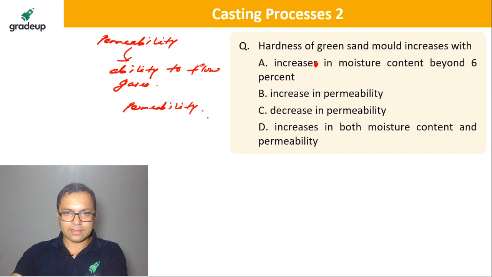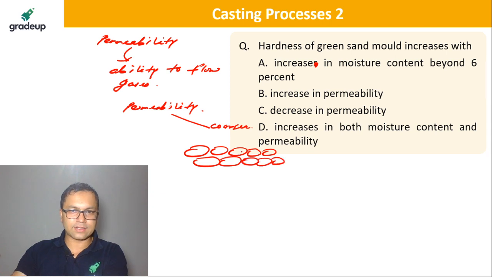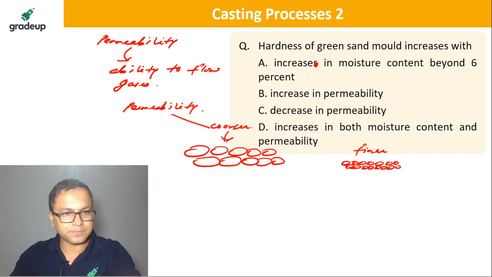permeability. Okay, let's say that we have coarser sand. Coarser means that it's bigger, something like this. So we have coarser sand like this, right? This is a coarser sand. And what is a finer sand? Finer sand are small, right? Something like this. So which one of these has more permeability, finer sand or coarser sand? So ability to flow gases here, right? This is what we say.